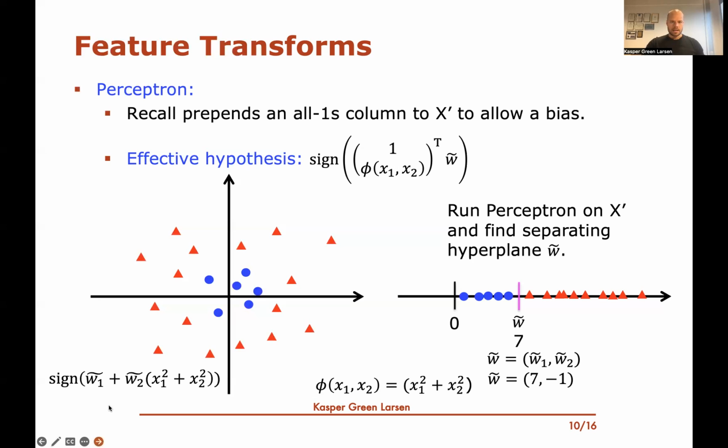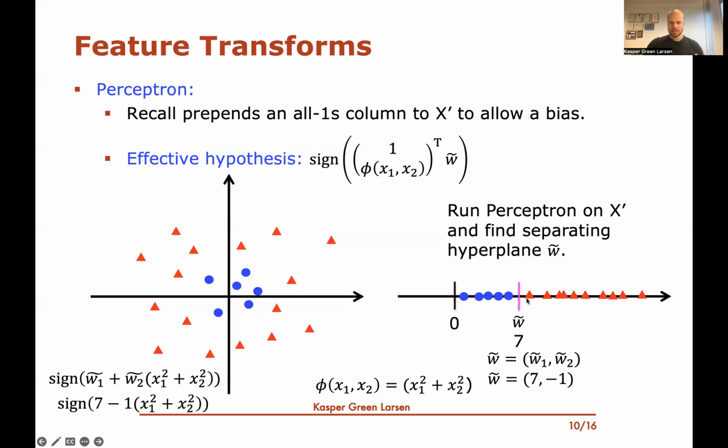So if we write it out, the 1 is multiplied onto the first coordinate of W tilde, so that gives us a W1 tilde. And then the second coordinate, the feature transform, which is this x1 squared plus x2 squared, is multiplied onto W2 tilde. So the actual model that we're really training is this one down here. So you can see this is not a linear model. This is a model where we're fine-tuning W1 tilde and W2 tilde using the perceptron learning algorithm. But really, over the data set, the model that we get looks something like this, taking the sign of an expression that looks like this.